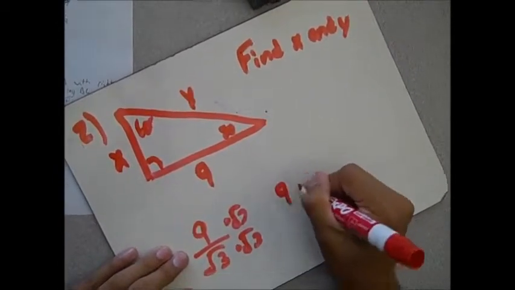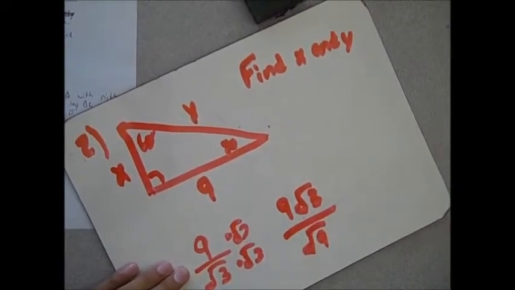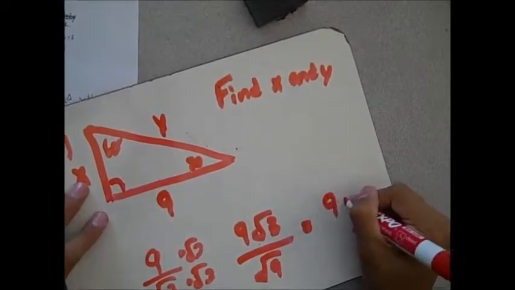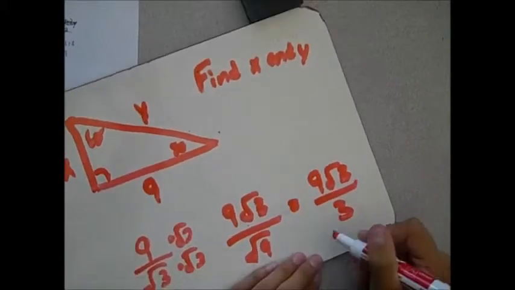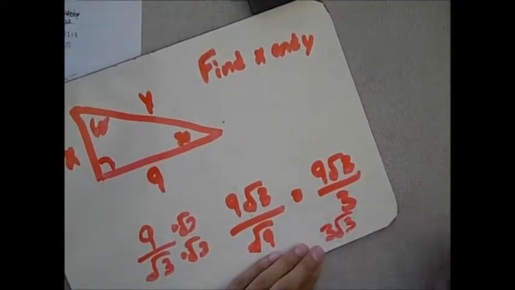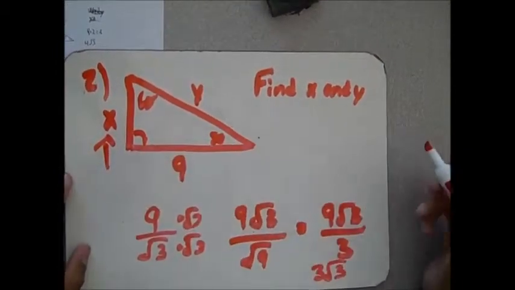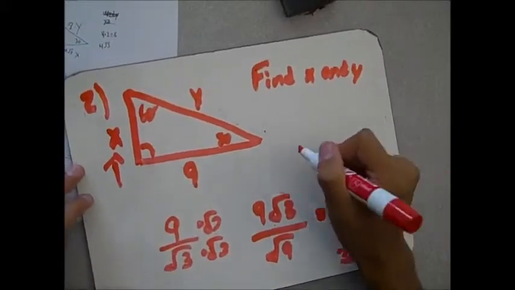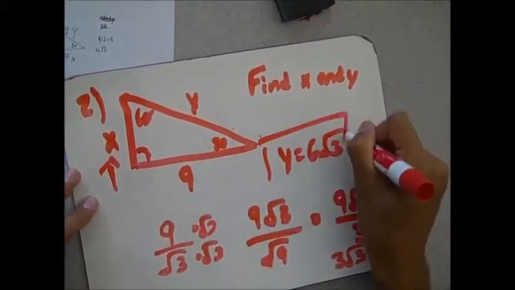And you're going to get 9 root 3 over the root of 9. The root of 9 becomes 3. So it'll be 9 root 3 over 3. 9 and 3 will reduce to 3 root 3. That becomes your x value. So 3 root 3 is that side, and since we know that the hypotenuse is 2 times the short side, it will simply be y equals 6 root 3.